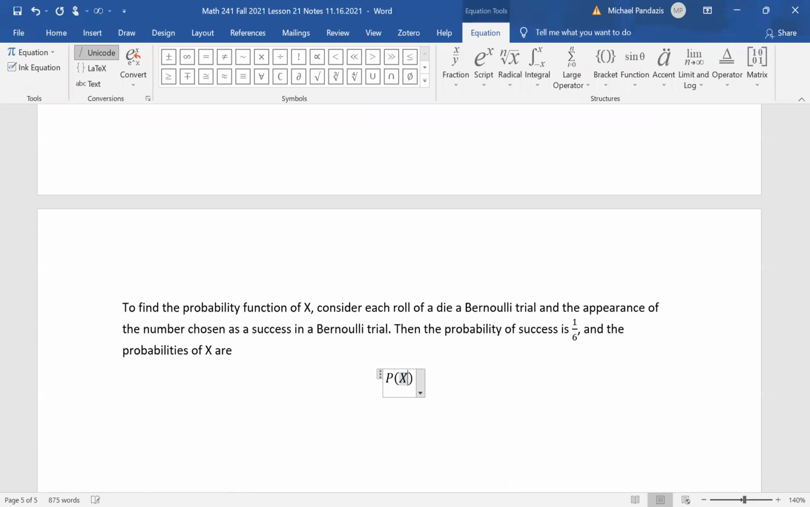So then the probability of success is 1/6, and the probabilities of capital X are, well, the probability that X is equal to -1, right? The probability that the net gain is -1 is the probability that you never choose the number. You don't roll the number that you chose, right? So what you're saying is that you have 0 successes in 3 Bernoulli trials, where the probability of success is 1/6.